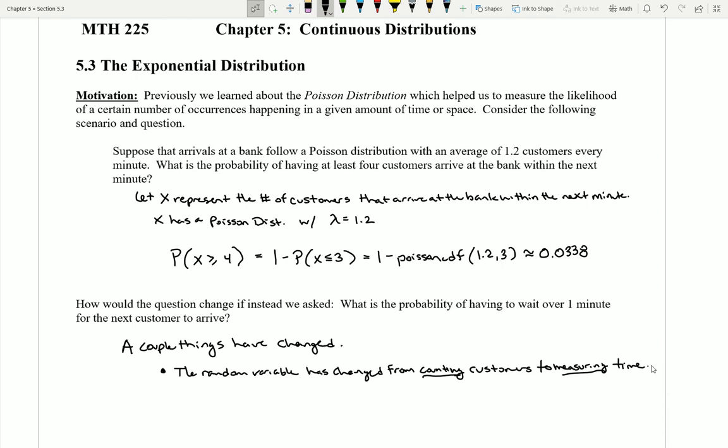I'm interested in how long I am going to have to wait for this next customer to show up. You could almost imagine you're in the bank staring at your watch constantly, wondering when this person is going to walk through the door. So we've totally changed this. We could imagine creating an entirely new variable. Let's say y is my new variable, and y is going to represent the amount of time we have to wait for the next customer to arrive.